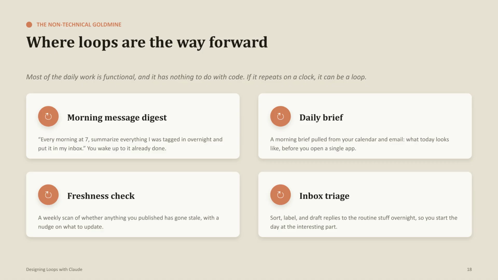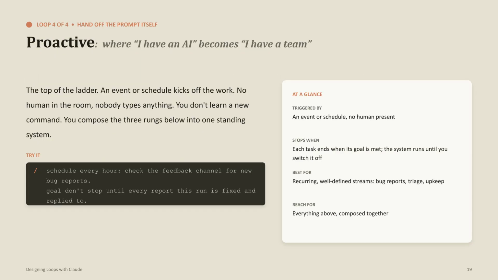Most daily work is functional and doesn't require programming. Things like summarizing messages, managing an inbox, or checking for stale content are perfect for recurring loops that handle the routine for you. The final rung is the proactive loop. This is where you move from having an AI to having a team. An event or schedule kicks off the work, and the system handles the entire process without you.